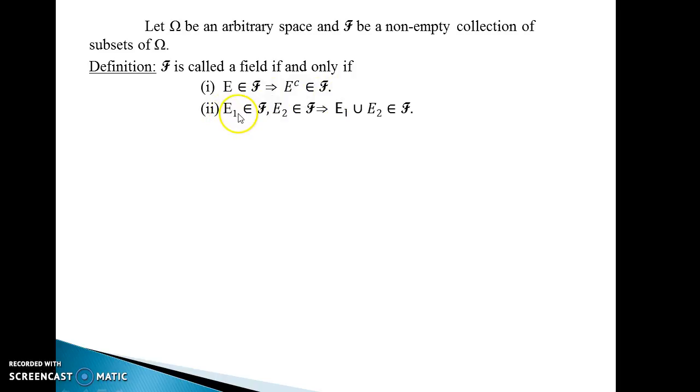The second condition: E1 belongs to F, E2 belongs to F implies E1 union E2 belongs to F. That means the sets in F are closed under finite union. So if we take a finite number of sets from F, then their union must be in F. So we say a collection F is a field if and only if it is closed under complementation and is closed under finite union.